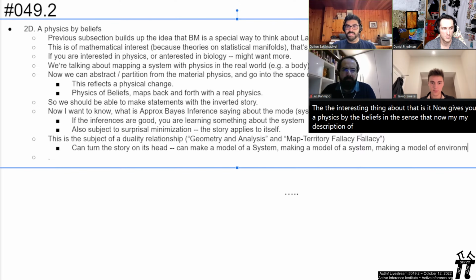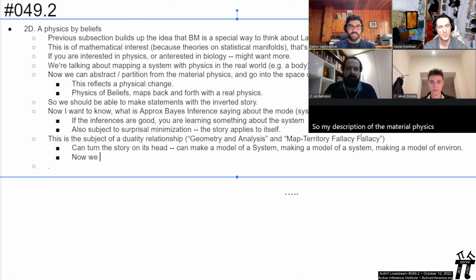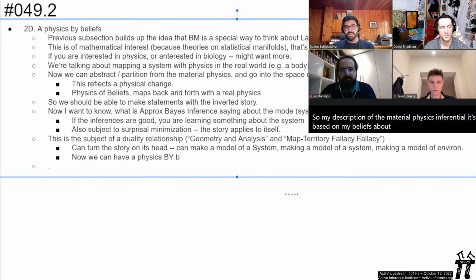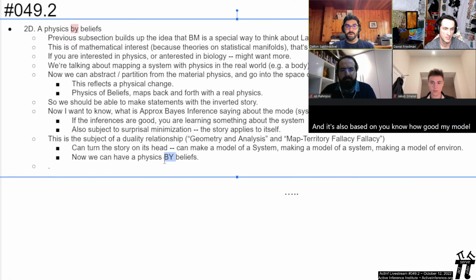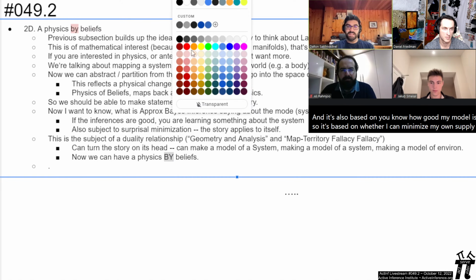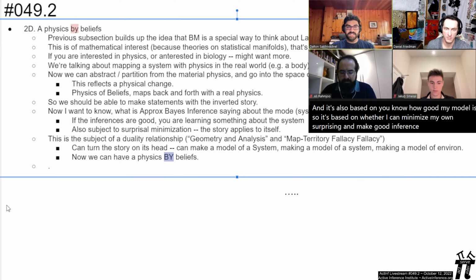description of what the system is doing, so my description of the material physics, is inferential. It's based on my beliefs about what the system is synchronizing to and how well it is minimizing surprisal. And it's also based on how good my model is. So it's based on whether I can minimize my own surprisal and make good inferences about the system.